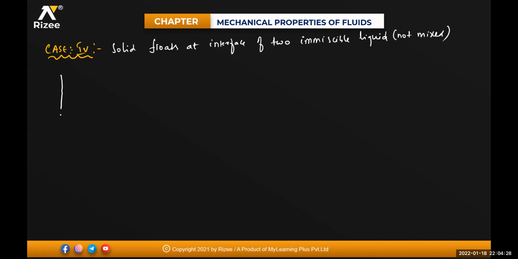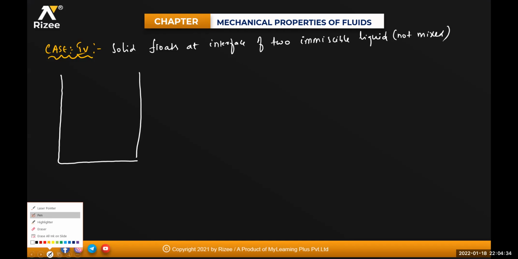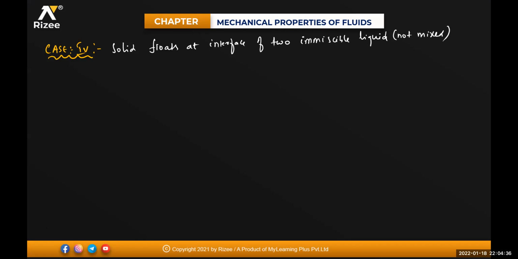So I'll draw the diagram so we'll get clarity. So here, this is the shape of the container. Okay, and in this one we are having two liquids. Up to here there is one liquid, and up to here there is another liquid. So the density of this one is ρ1, and the density of this liquid is ρ2.